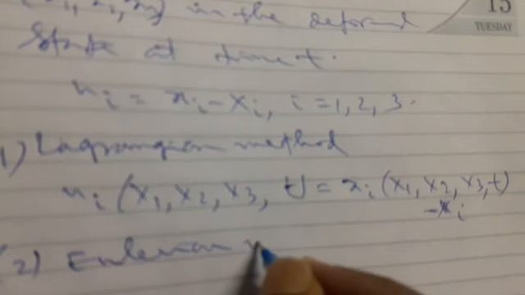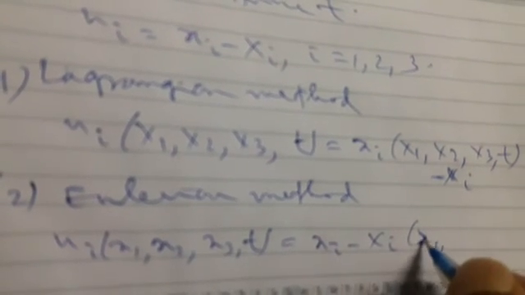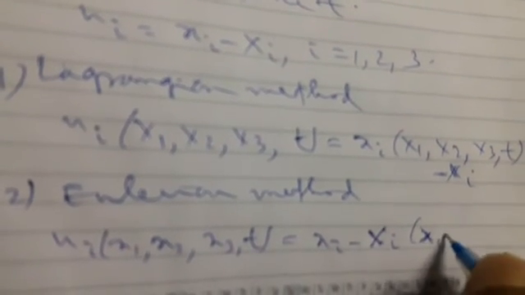And in the case of the Eulerian method, ui is a function of the spatial coordinates x1, x2, x3 and time t, and here xi minus capital Xi, where capital Xi is a function of x1, x2, x3 and t.